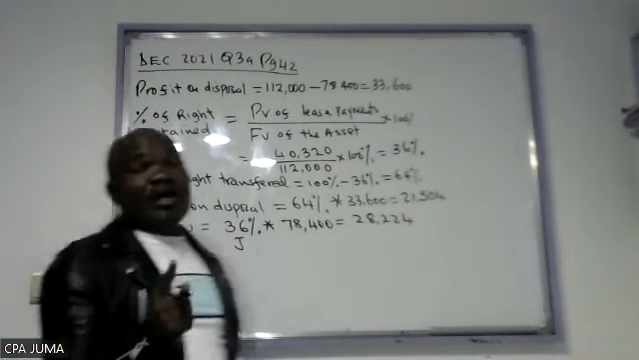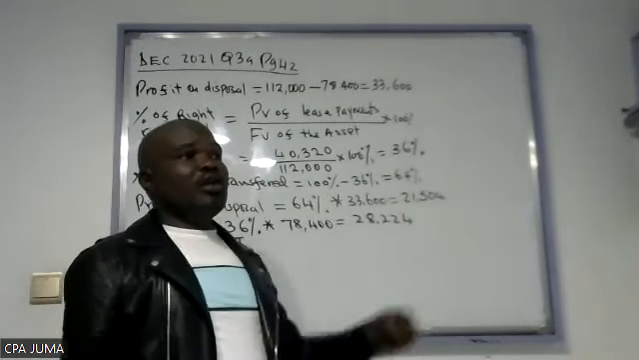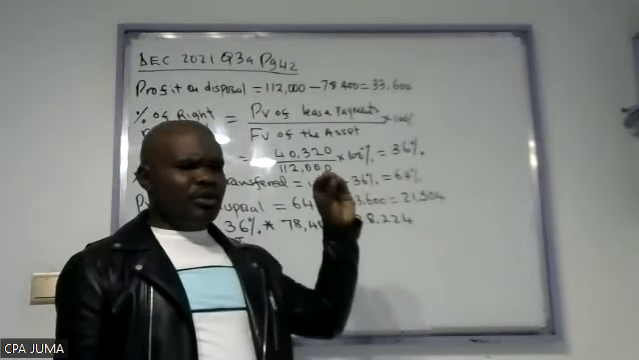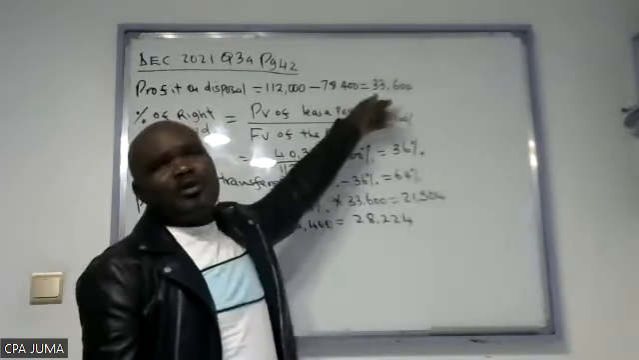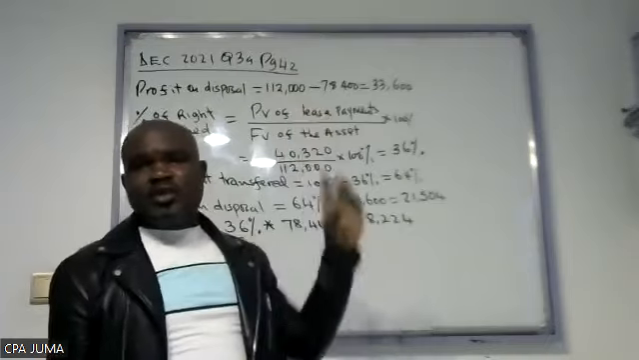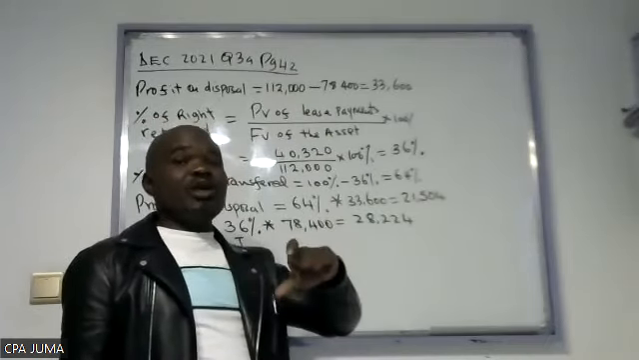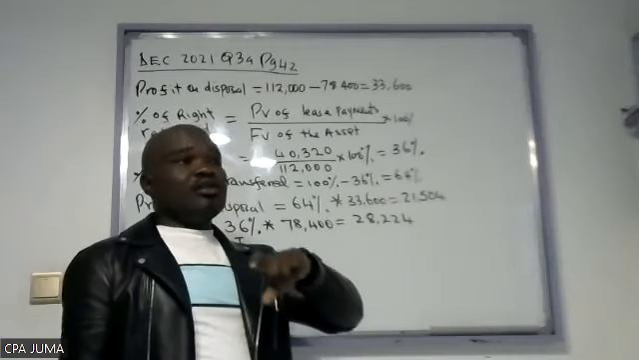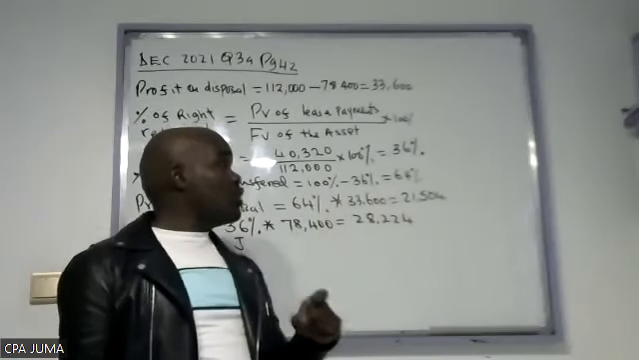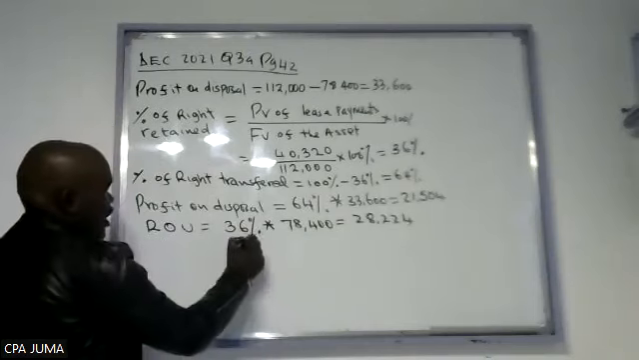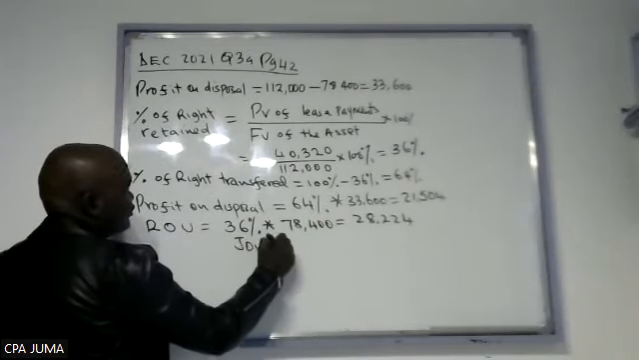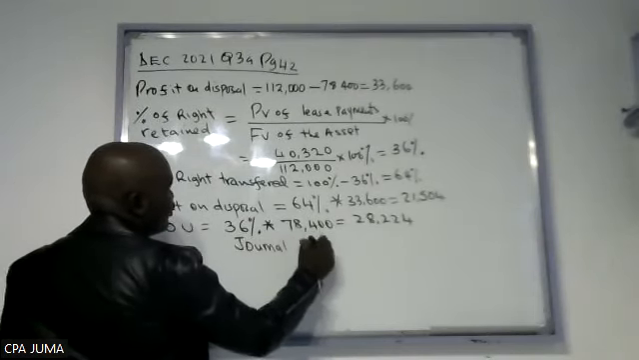Unajua kuna makosa walifanya. They recognized, I don't know, the whole amount of profits. There are things they did which were not correct. So we have to pass journals at the inception, at the start, to see what they were supposed to do. So, journal entries.